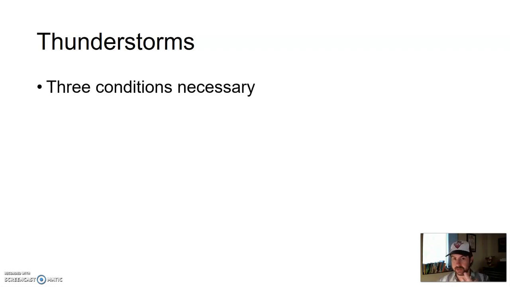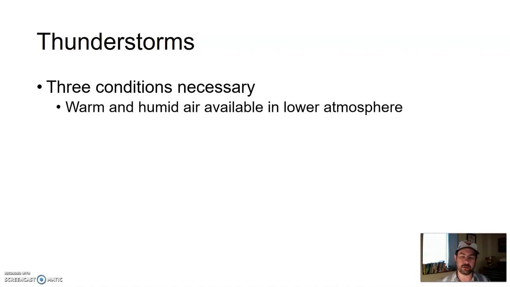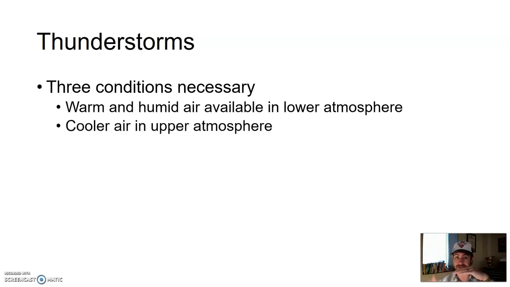There are three atmospheric conditions necessary in order to create a thunderstorm. I'm not talking about just rain. I'm talking about a thunderstorm, which has rain plus lightning and thunder. So you need warm and humid air available in the lower atmosphere. You need some air mass moving in that's warm and humid, with a lot of moisture in it. In the higher atmosphere, you need cooler air, which is also usually drier.